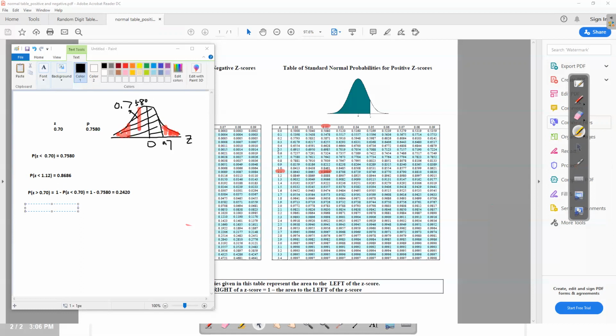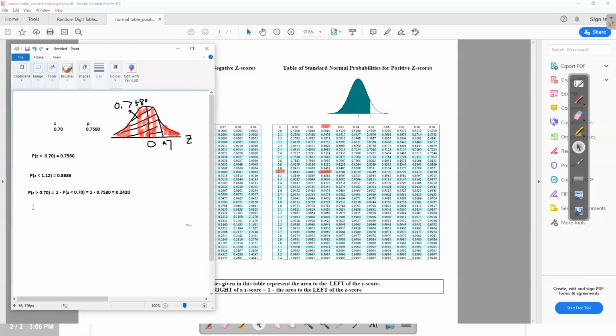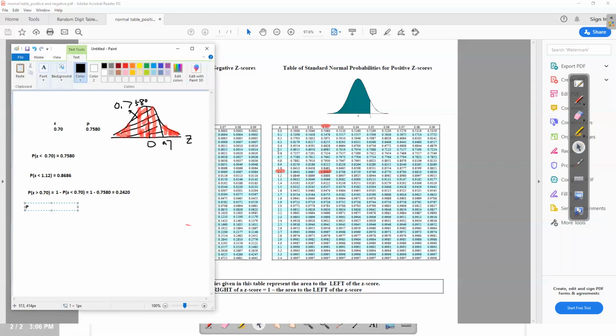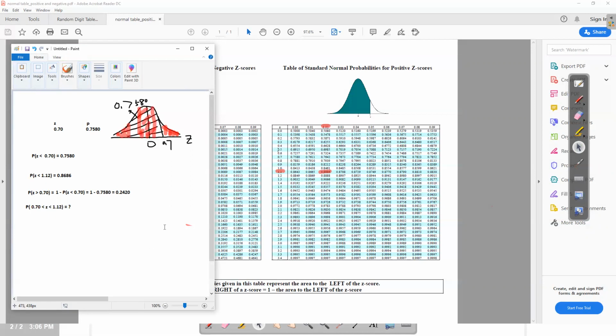What if we're trying to find the probability in the middle? A middle slice is not on the side. How do we find that? So let's practice that. Probability of z between 0.70 and 1.12. So how do I find this probability? Some students struggled with this, but it's very easy to understand if you draw a density curve out.